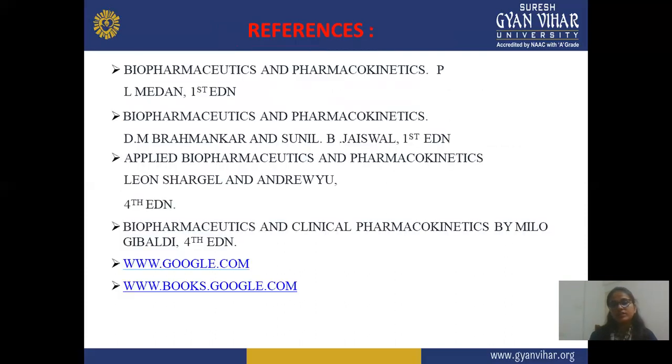After the learning outcomes, there is a reference part. These are some books or site references which are very good references. You can use any one of these references or maybe all of them. In the reference part, first is Biopharmaceutics and Pharmacokinetics, P. Madden, first edition. Second is Biopharmaceutics and Pharmacokinetics, D.M. Brahmankar and Sunil B. Jaiswal, first edition. Next is Applied Biopharmaceutics and Pharmacokinetics, Leon Shargel and Andrew Yu, fourth edition. And next is Biopharmaceutics and Clinical Pharmacokinetics by Milo Gibaldi, fourth edition.